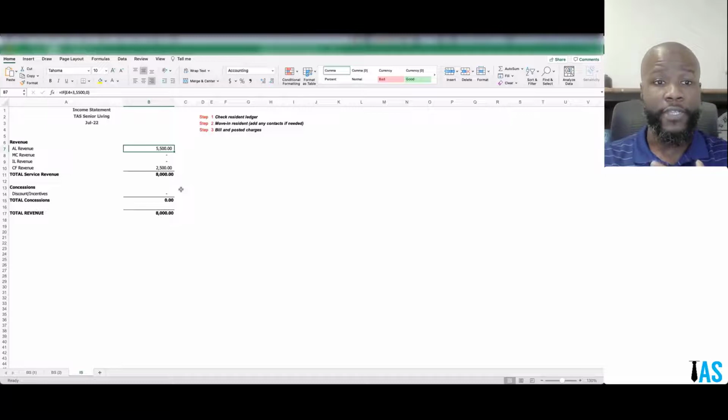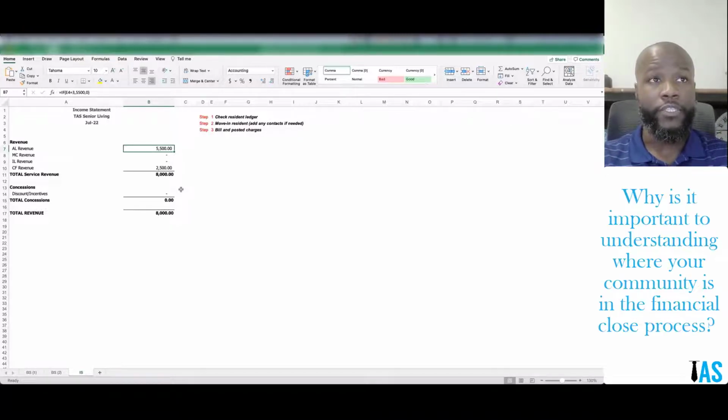But say something significant comes across, right? In accounting, we like to determine whether it's material or not, right? So usually if that's a big expense, something that's going to change maybe some decision making or really be something that's important to get in there, understanding where your community is in its financial close process can help you say, oh, you know what, this is something that's significant.